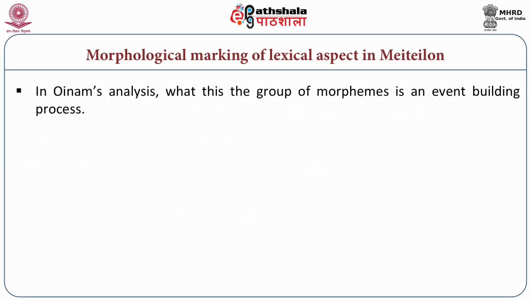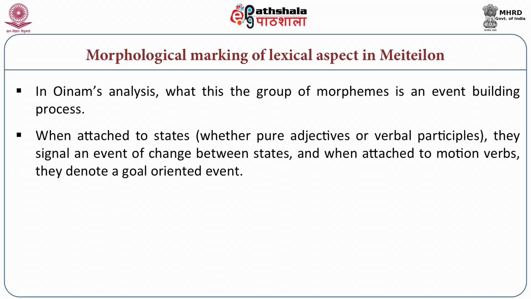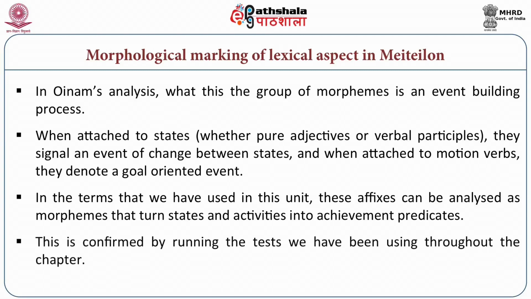In Oinam's analysis, what this group of morphemes do is an event building process. When attached to states, whether pure adjectives or verbal participles, they signal an event of change between states. And when attached to motion verbs, they denote a goal-oriented event. In the terms that we have used in this lesson, these affixes can be licensed as morphemes that turn states and activities into achievement predicates. This can be confirmed by running the tests we have been using throughout our chapter.